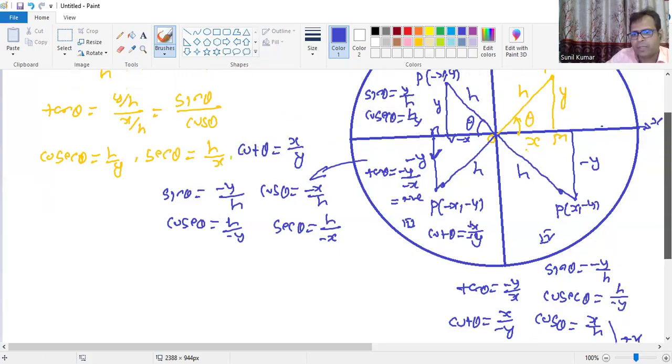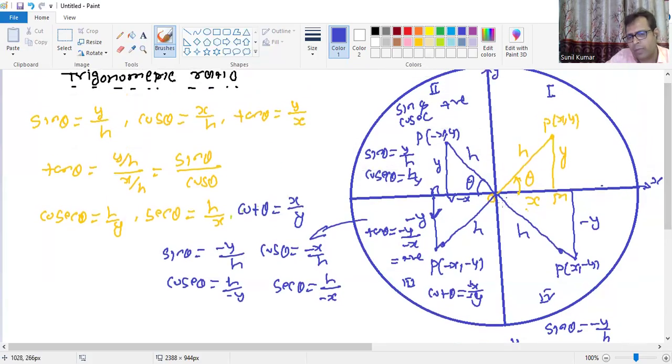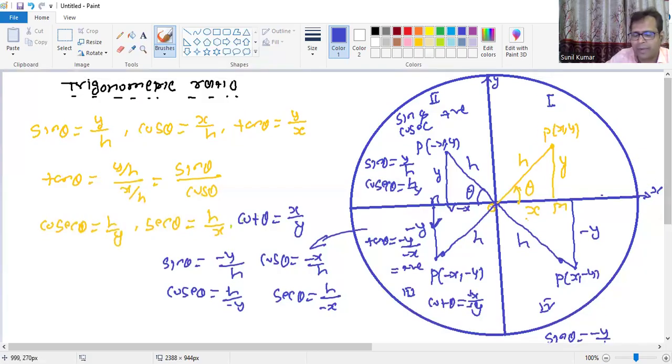What is the importance of this? Why are we learning this? Actually, based on this, we can find the angle values. Suppose your angle lies in the second quadrant, third quadrant, fourth quadrant, or the first quadrant. Based on this concept, I'm going to explain some points.